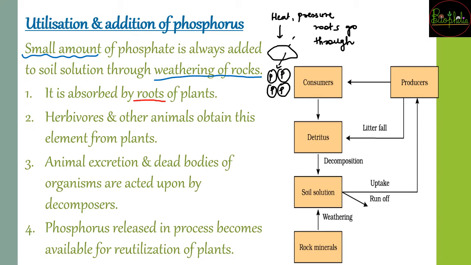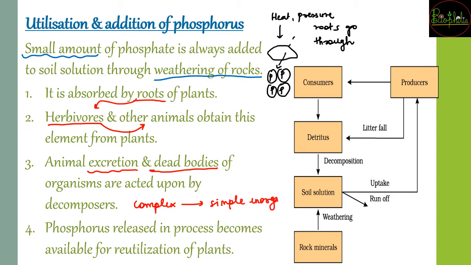Now the plants which have already absorbed the phosphorus will be eaten by the herbivores. From the herbivores, this will go to other animals, and once the animal excretes, or the phosphorus accumulates in dead bodies, the decomposers are going to decompose everything, and from the complex compounds it is going to be released as a simple inorganic form. Now it is going to release all the accumulated phosphorus back into the soil, and once it is back in the soil it can be reutilized by the plants.